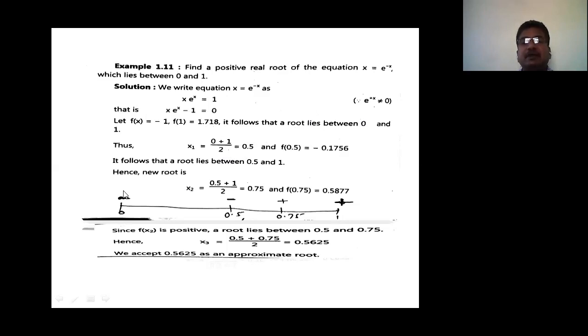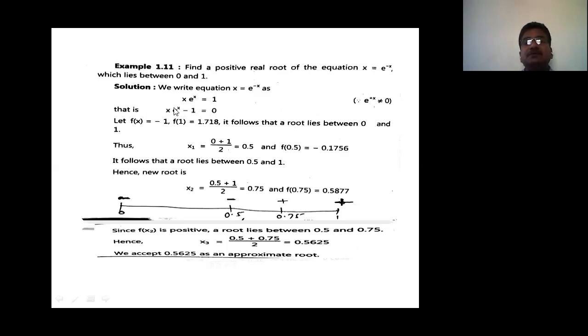At 0 the value is negative, and at 1 the value is positive. And this is x1, 0.5. Then find the value of f(x) at 0.5, that is, find f of 0.5. So what is f of 0.5? It is negative. You can find f of 0.5 by substituting x equal to 0.5.